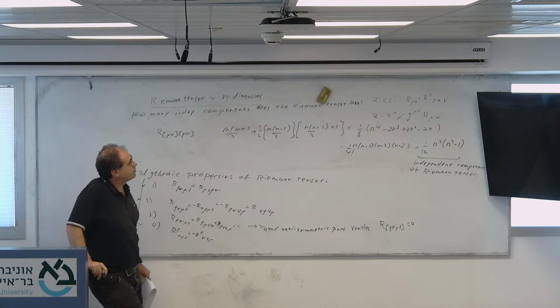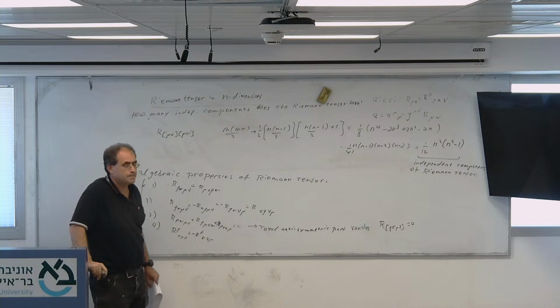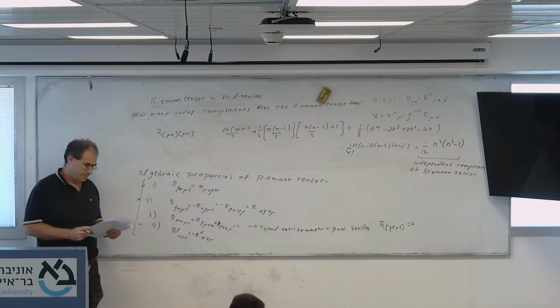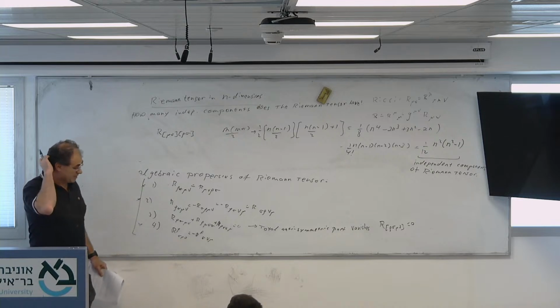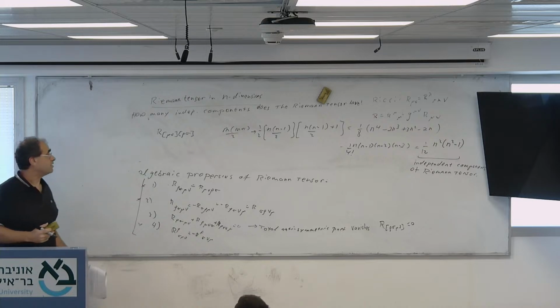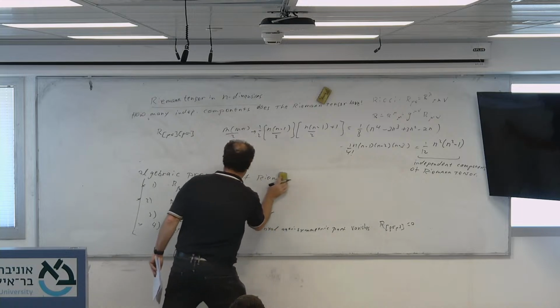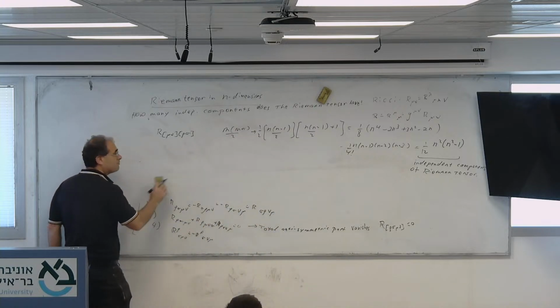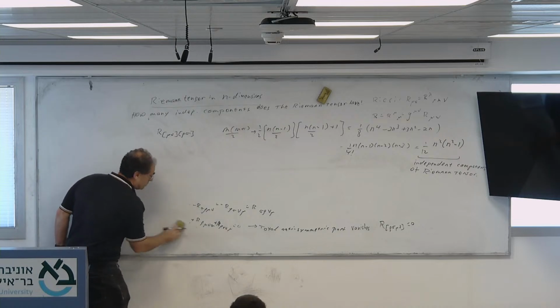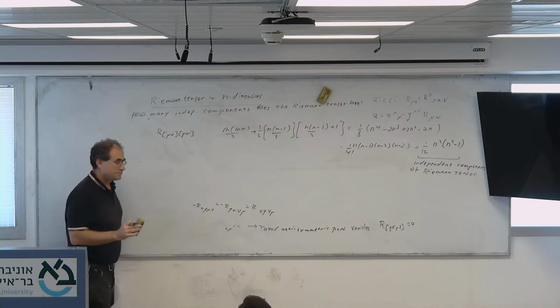So, how many independent components does the Riemann tensor have in one dimension? 0. In 4 dimensions? 20. It's quite neat. Now, there is another identity. These are all algebraic identities, but there is another identity, which is a differential identity. We're going to go back to it. How many does it have in 2 dimensions? 1. That's the Gauss curvature.